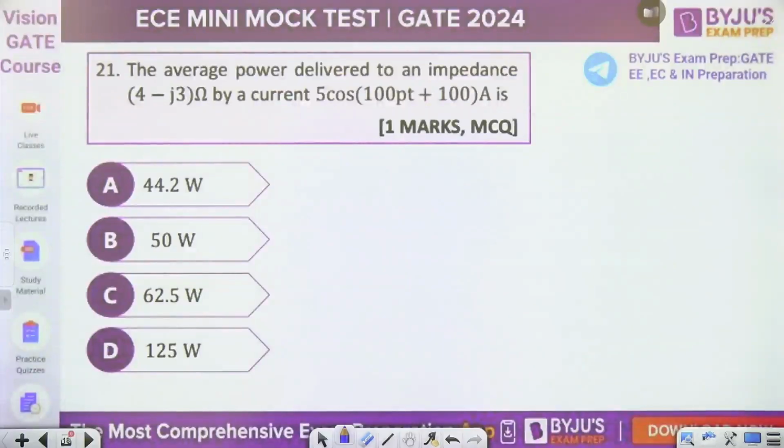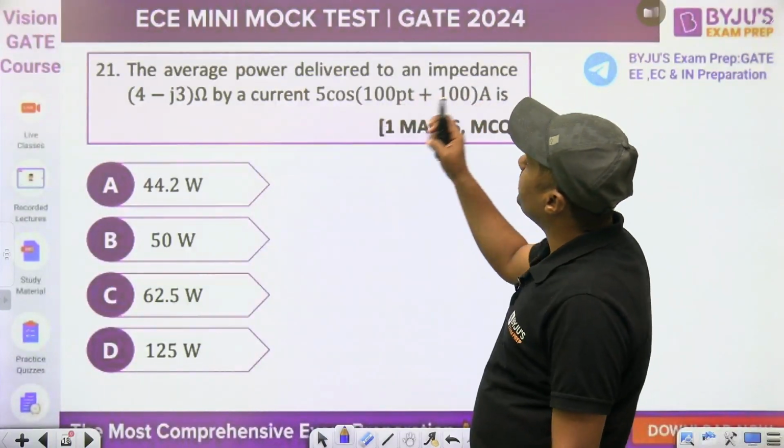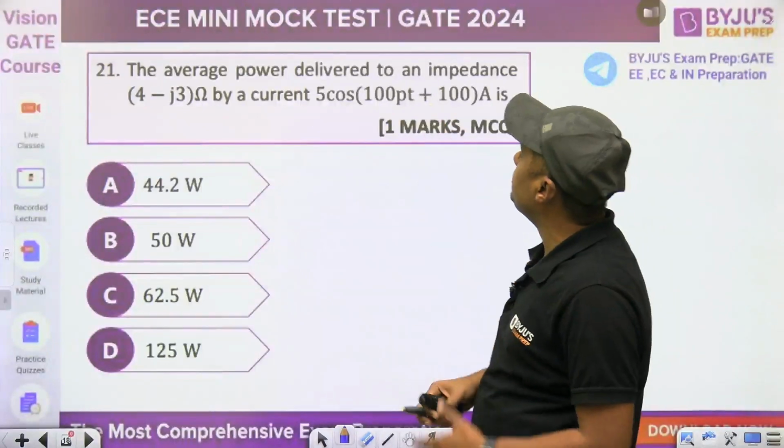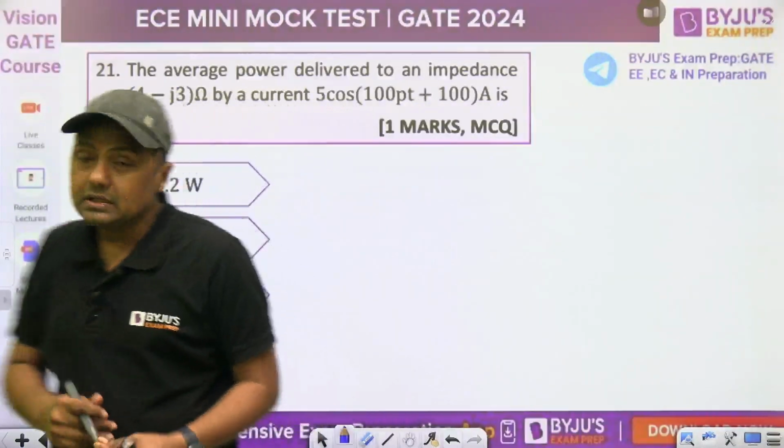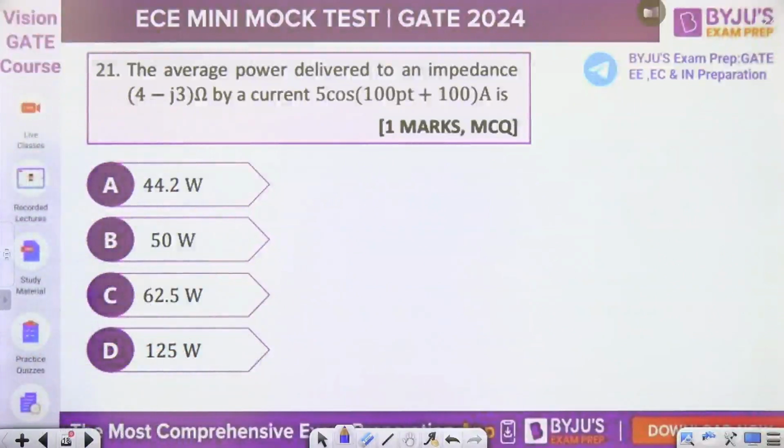Now next question, again from the network, 1 mark. The average power delivered to an impedance 4 minus j3 by the current 5 cos(100 pi t) ampere. That is directly current is given. Average power means effective power. What is the effective power delivered to an impedance? It is 4 minus j3, means it is a complex impedance. The minus means definitely it is capacitive in nature, and the 4 means resistive. Then what is the average power delivered to this? 44.2, 50 watt, 62.5, 125 watt.